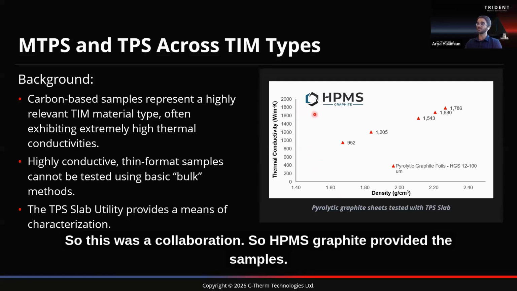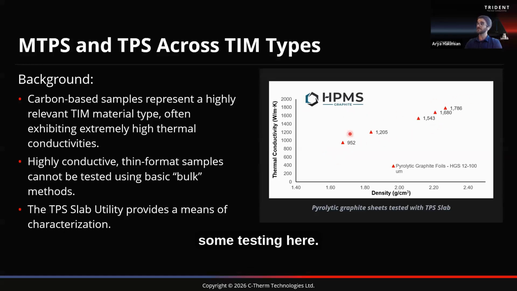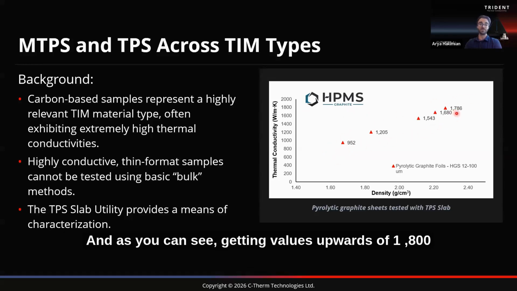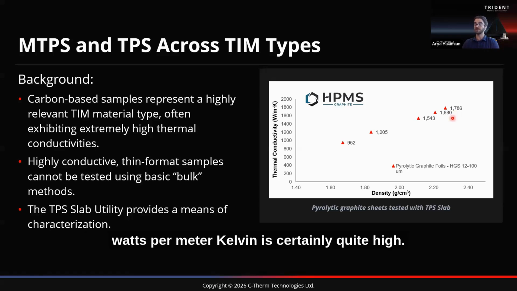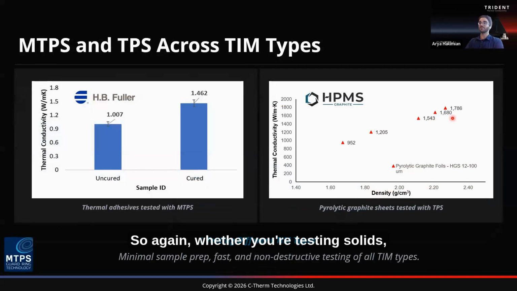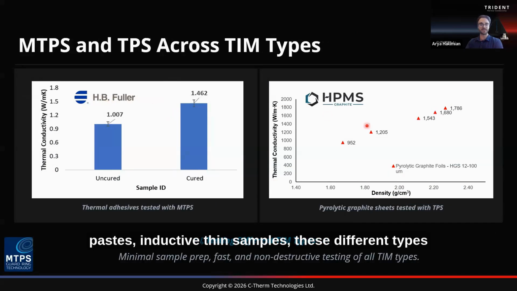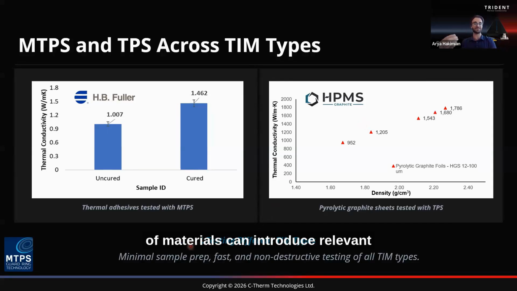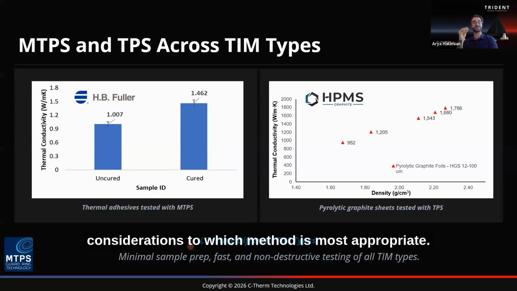So this was a collaboration. HPMS Graphite provided the samples. We did some testing here. And as you can see, getting values upwards of 1800 watts per meter Kelvin is certainly quite high. So again, whether you're testing solids, pastes, conductive thin samples, these different types of materials can introduce relevant considerations to which method is most appropriate.